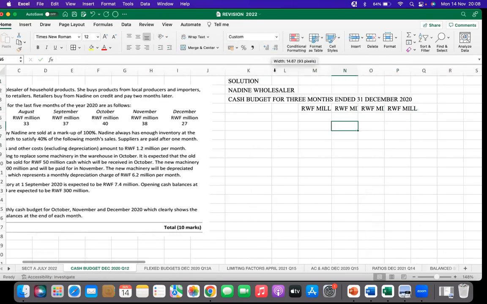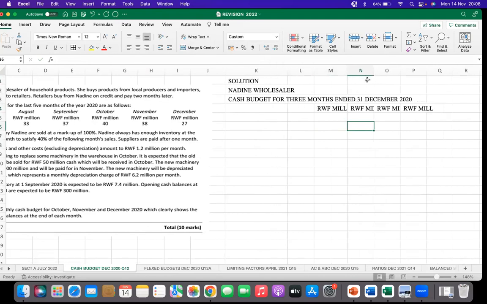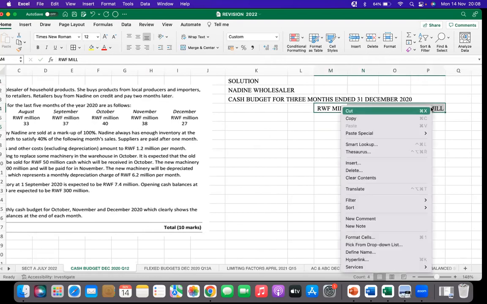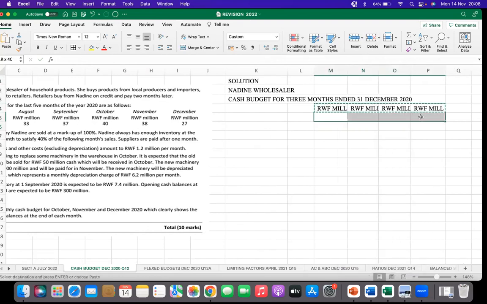Can I just increase the size a bit? I've posted this in the wrong area. I'll copy and come and paste it there.